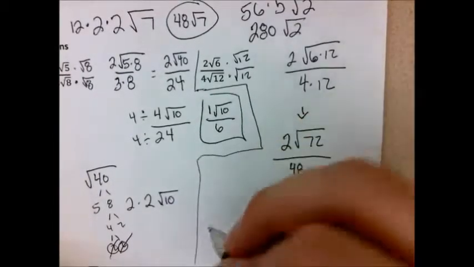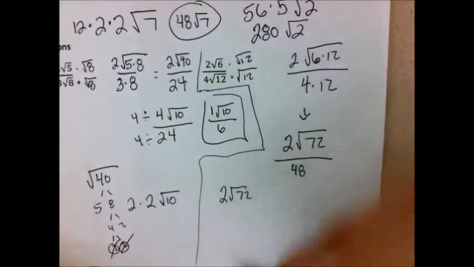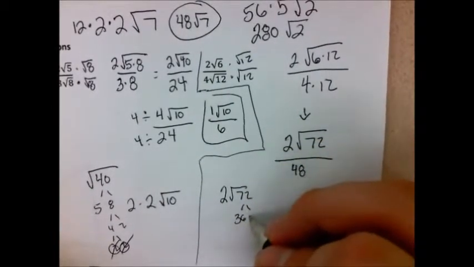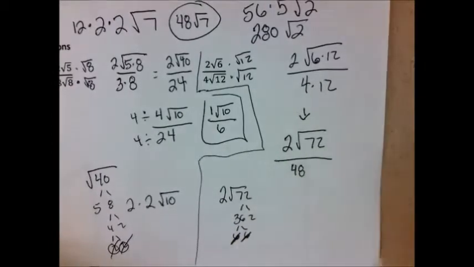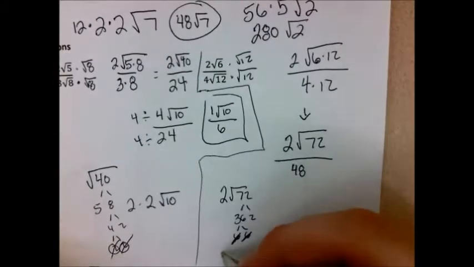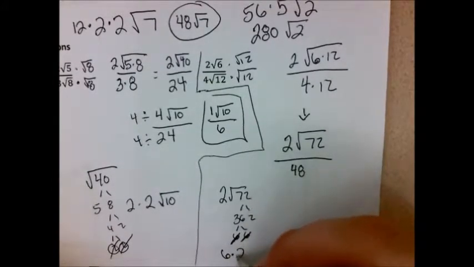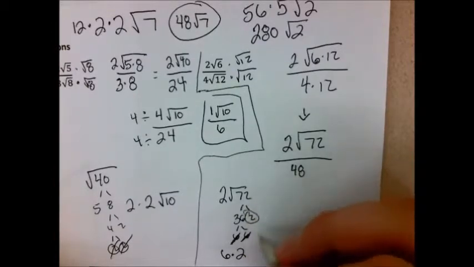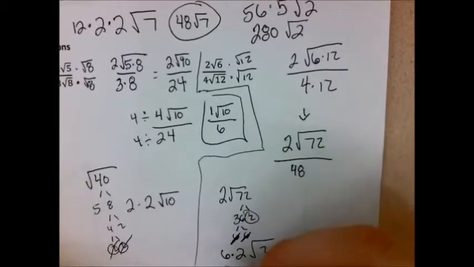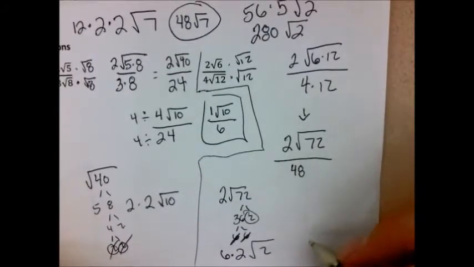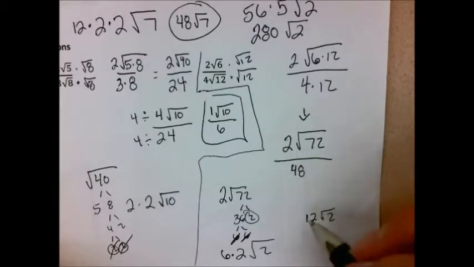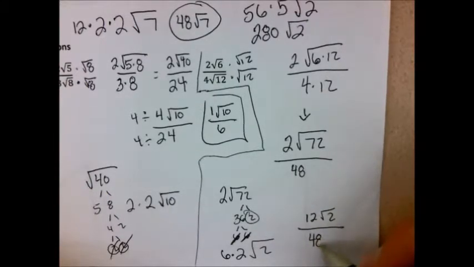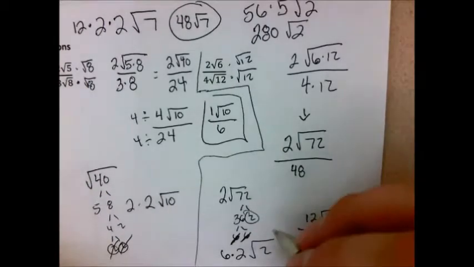We need to break down the 72. So this breaks down into 36 and 2. 36 breaks down into 6 and 6. In this case, I'm just going to take these out as a pair of 6's. So it's going to be 6 times 2, and this 2 is left over. 6 times 2 is 12. So it's going to give me 12 square root of 2. So this top changes into 12 square root of 2. The bottom didn't do anything. Divided by 48. Both the top and bottom can be reduced by 12.